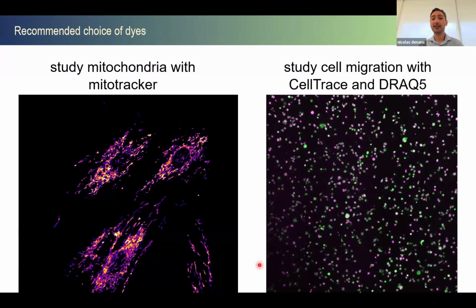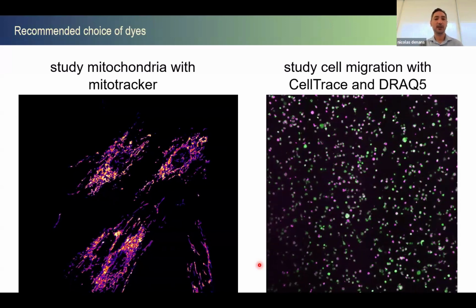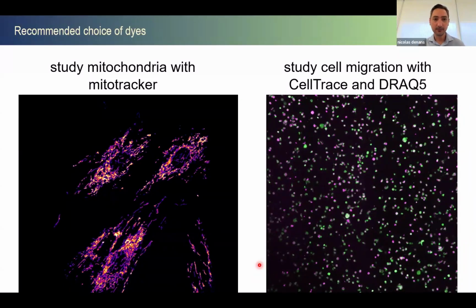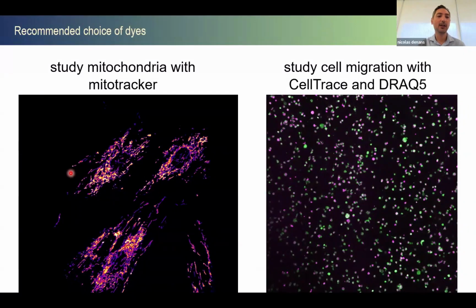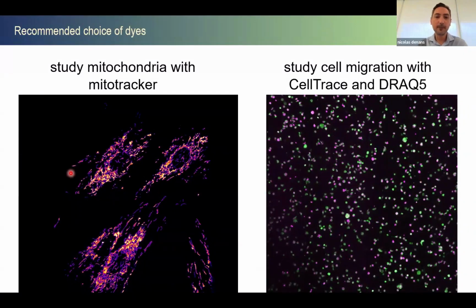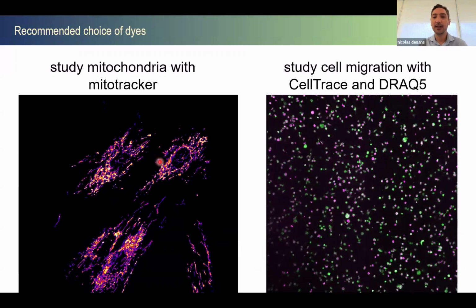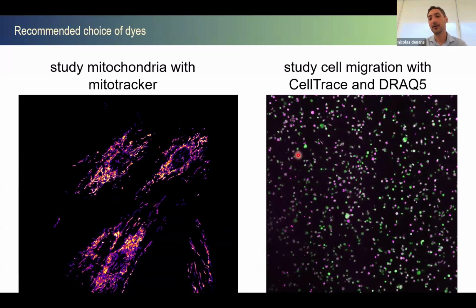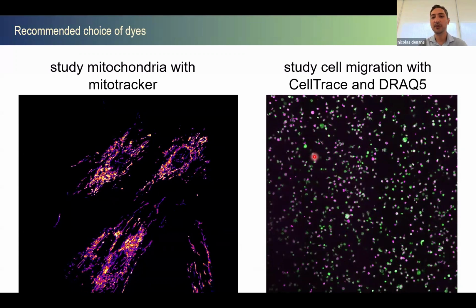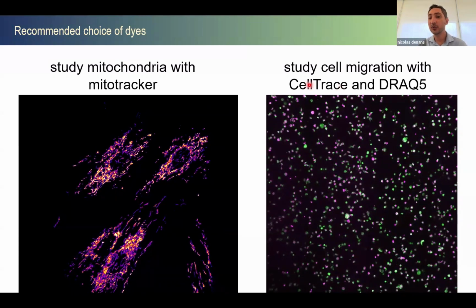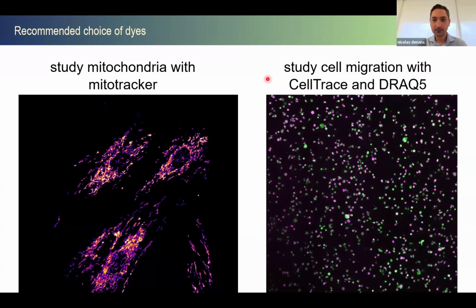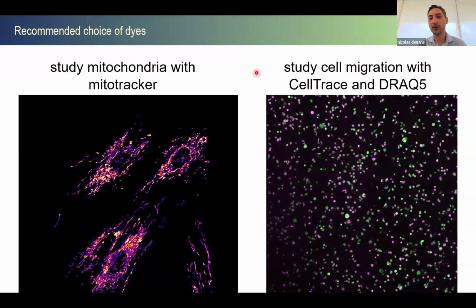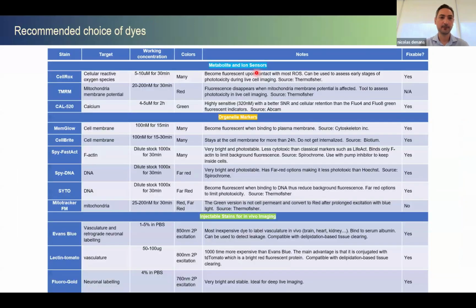All right, and dyes can be great. For instance, if you want to study mitochondria dynamics, MitoTracker is a very good dye. And that's what you see here. You can follow mitochondria over time with fast imaging. And you can also track cells over sometimes a long period of time with dyes such as CellTrace, here in green, which labels the cytoplasm, and DRAQ5, which labels the nuclei. So chemical dyes can be very good tools for live imaging.